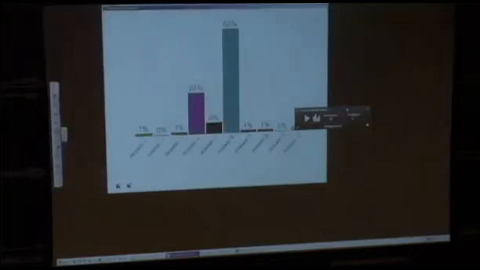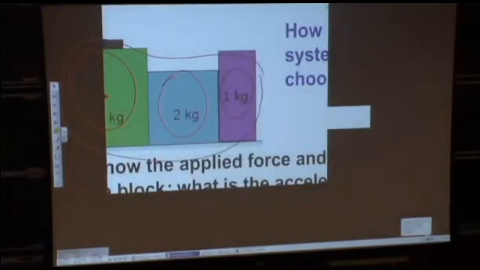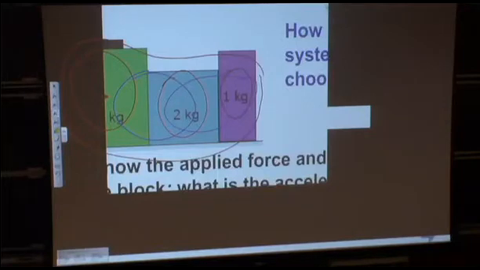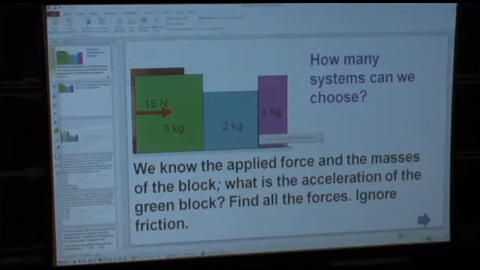6 is the most popular answer. So let's see. We can combine these two together. That's going to be 5. We can combine these two together. That's going to be 6. Can we do anything else? No. So 6 is a correct answer. That's how it works. And of course, some choices are more reasonable, more convenient than other choices.